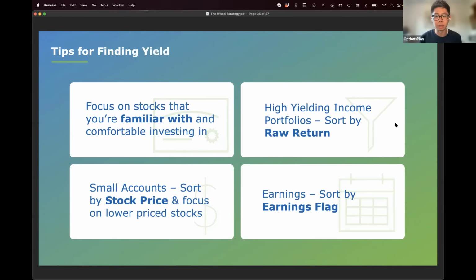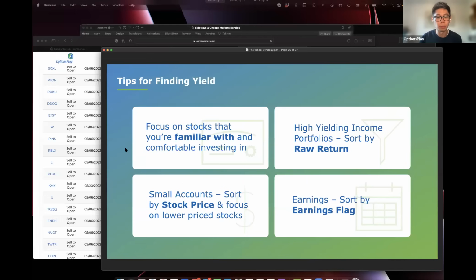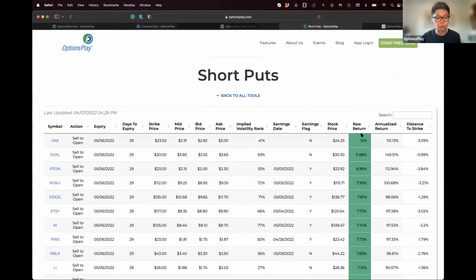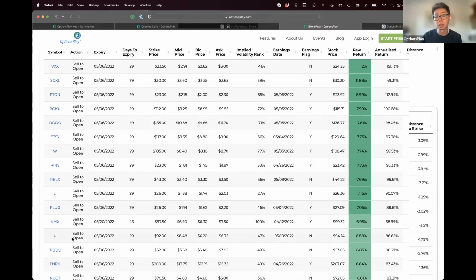The second thing that you want to take a look at here is a high yielding income portfolio. This is really where the report makes it easy to focus on higher yielding opportunities. You can use the report and sort it based on the raw return, and that's exactly what the default sorting for these reports is. It tells you which names in this report yield the highest raw return. So you can effectively go down this list and start looking for stocks that you like and stocks that you understand.